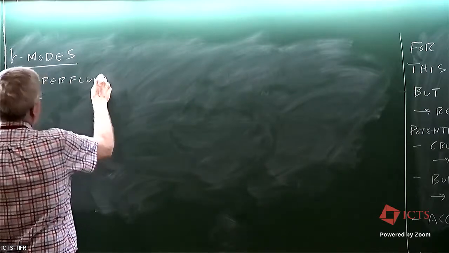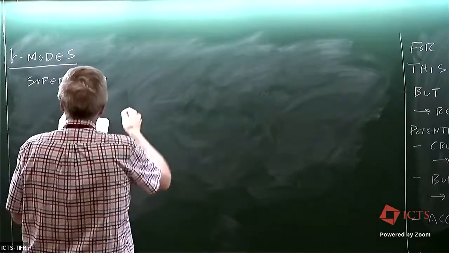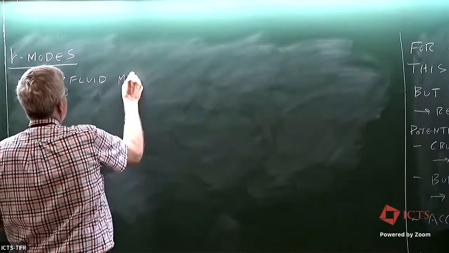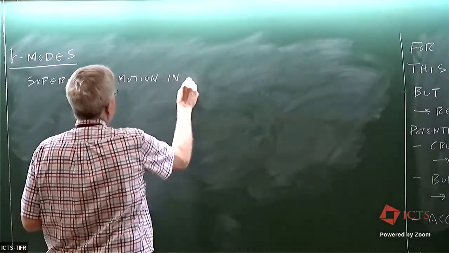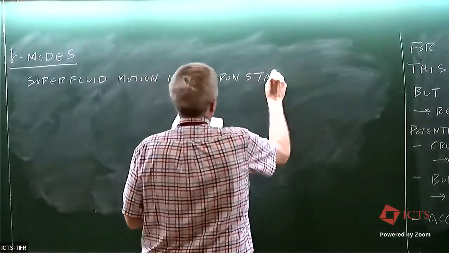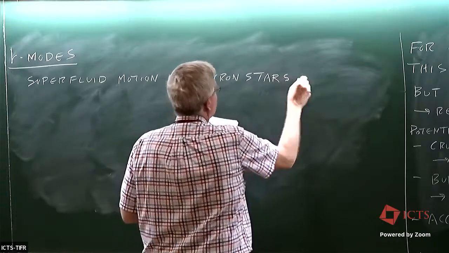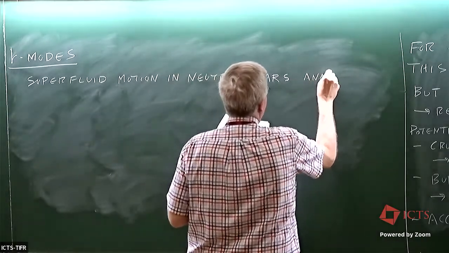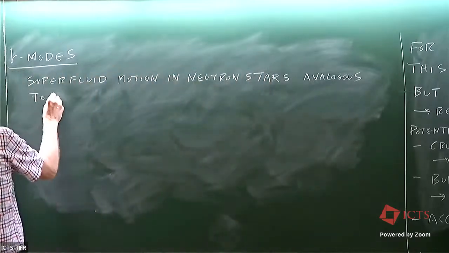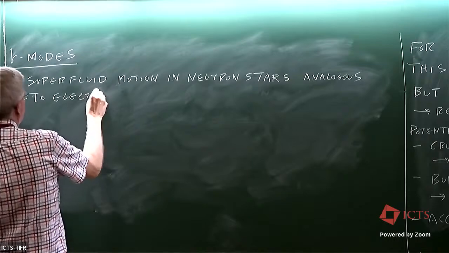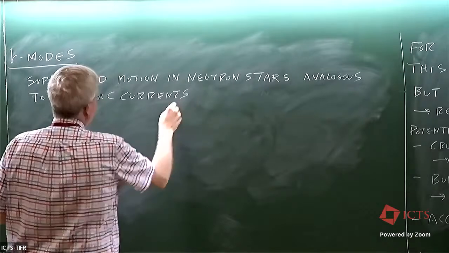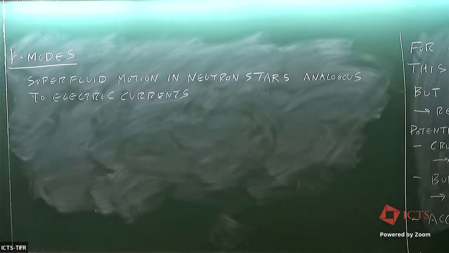So as we commented before, a neutron star has, in some sense, a neutron fluid, and some of that fluid is in a superfluid state. That superfluid motion in the neutron star is analogous to electric currents. And it can lead to emission if that pattern has a time dependence to it.